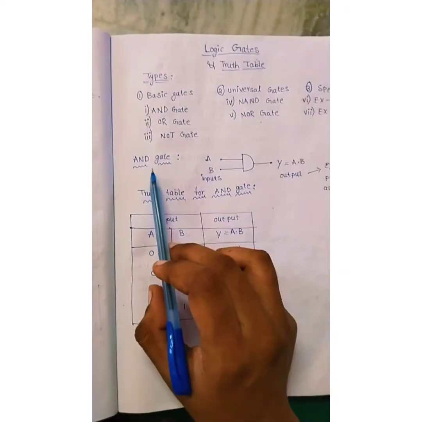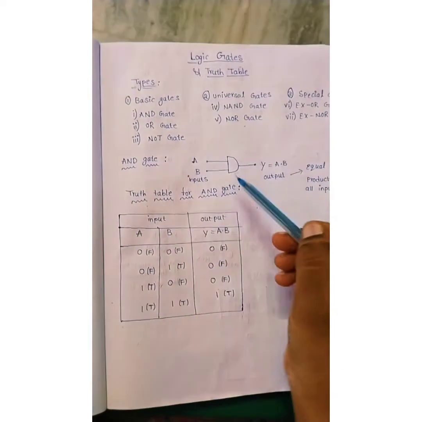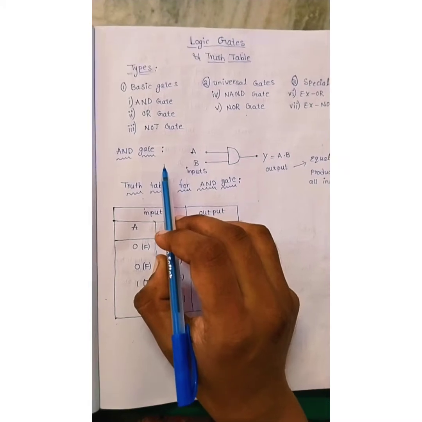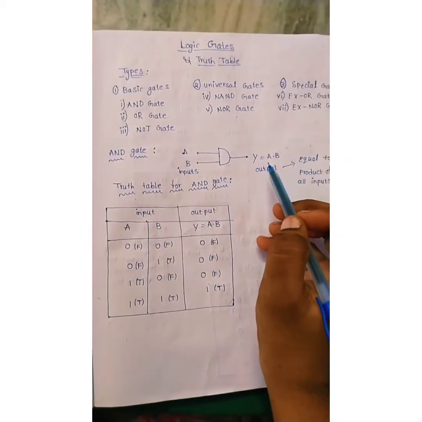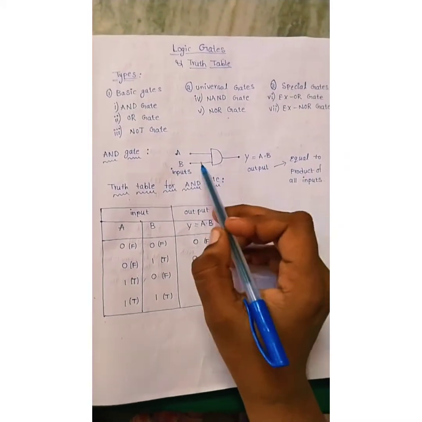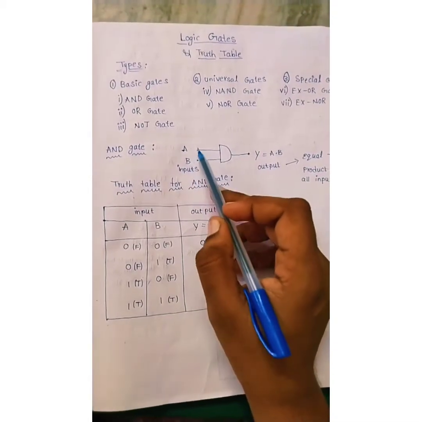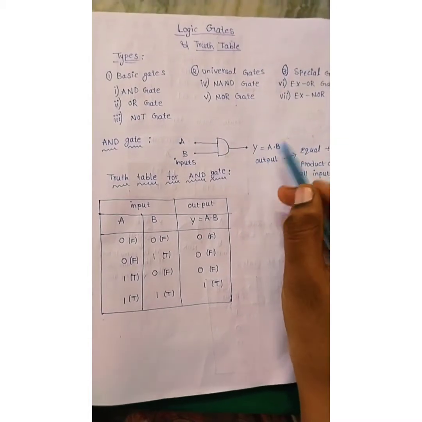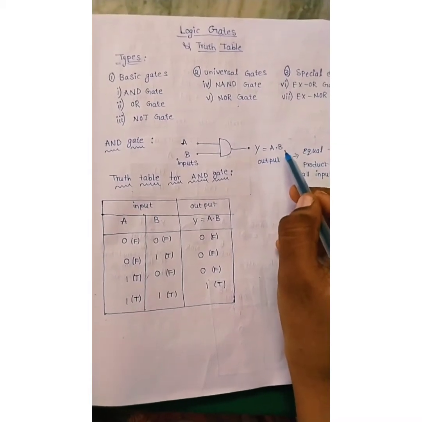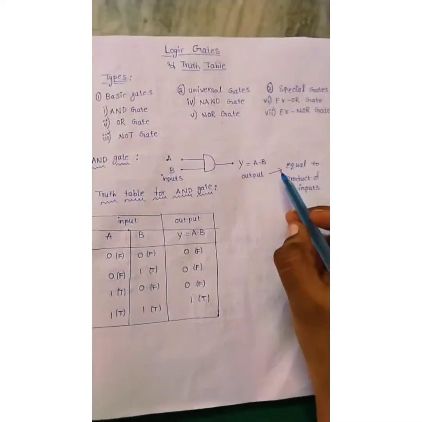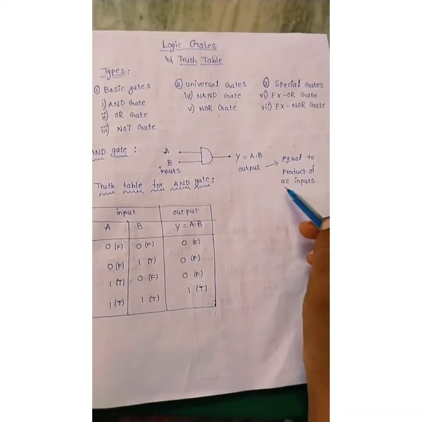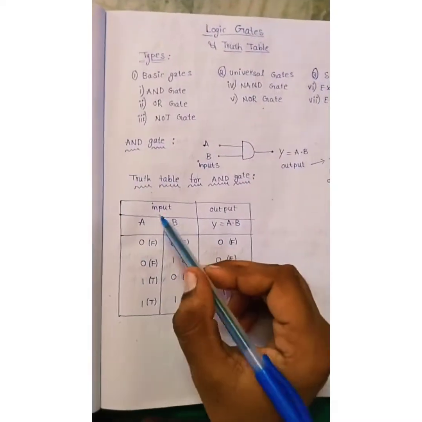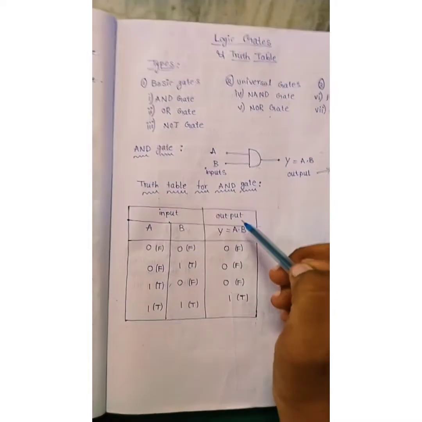Now let's see the AND gate and its symbol. The AND gate takes two or more inputs and produces only one output. Here it is taking inputs A and B, and it produces only one output, y equal to A into B. The output is equal to the product of all inputs. Let's see the truth table of the AND gate.